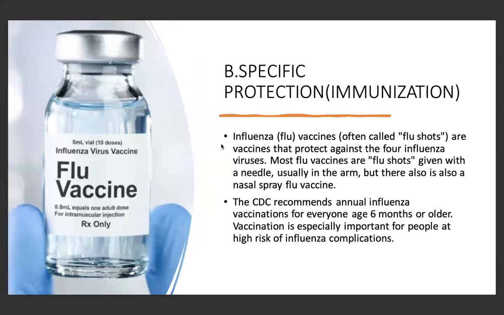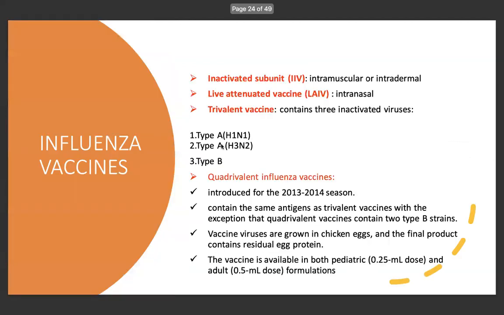B. Specific protection: immunization. Influenza vaccines, often called flu shots, are vaccines that protect against the influenza viruses. Most flu vaccines are flu shots given with a needle, usually in the arm, but there is also a nasal spray flu vaccine. The CDC recommends annual influenza vaccination for everyone aged 6 months or older. Vaccination is especially important for people at high risk of influenza complications.